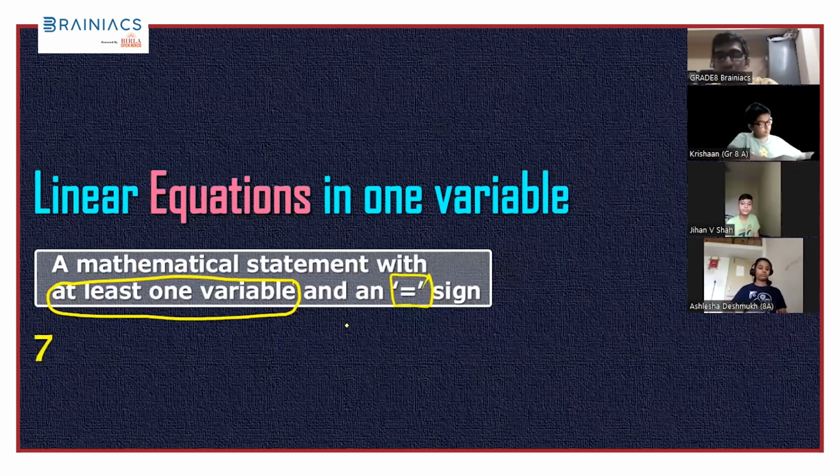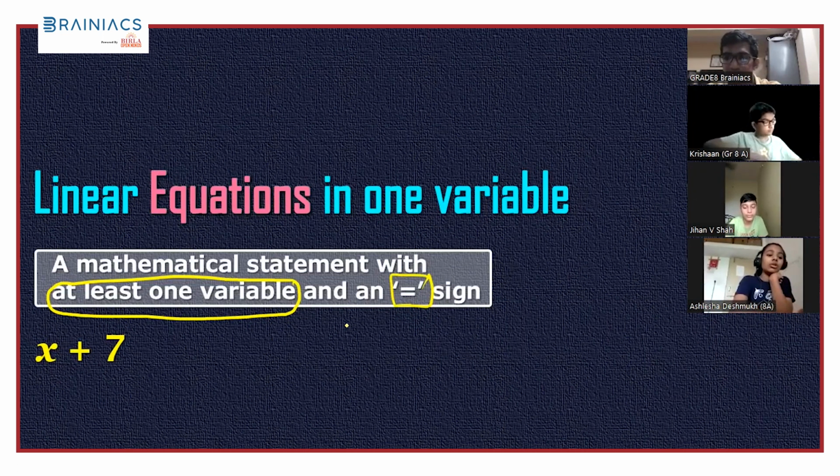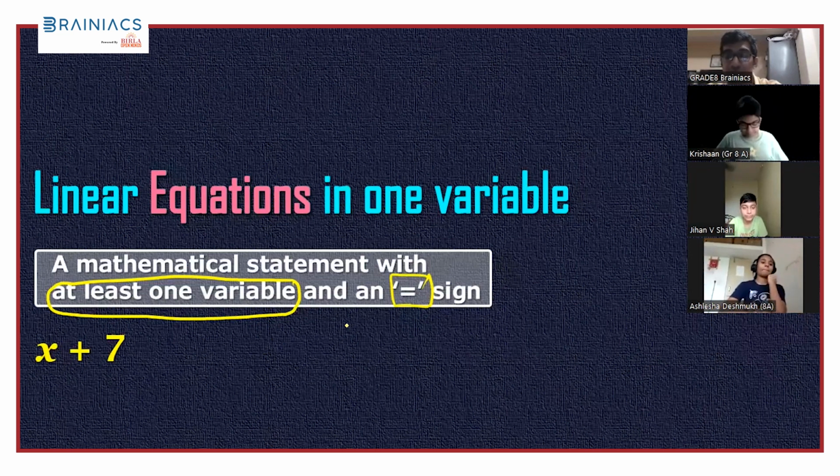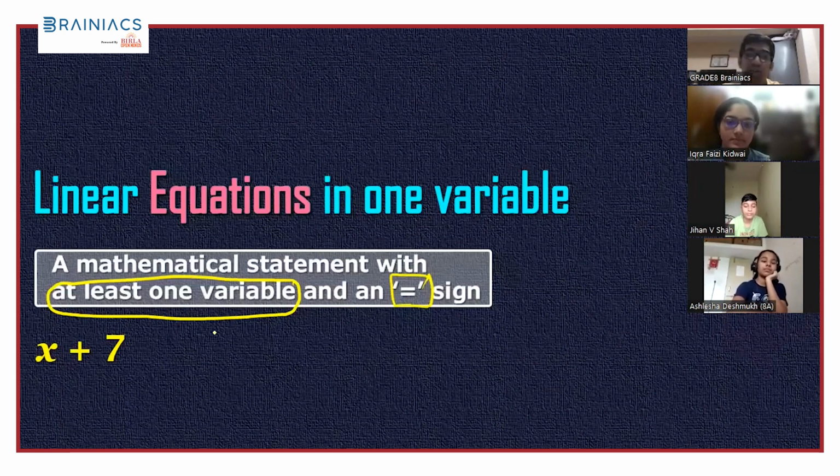So let us understand now. Is this an equation? You all tell me. x plus 7. Is this an equation? No, sir. Why is this not an equation? Because there is no equal to sign. Yes, correct. There should be two conditions, right? There should be one variable and there should be an equal to sign. Right now here we don't have an equal to sign, so this is not an equation.